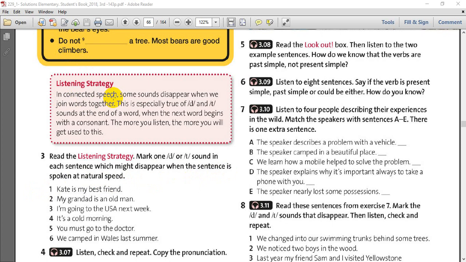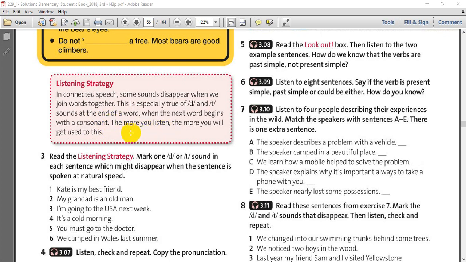In connected speech, في الكلام الموصول, some sounds, بعض الأصوات أو بعض الحروف, disappear, تختفي, when we join words together, عندما نصل الكلمات ببعضها. This is especially true of D and T sounds at the end of a word, عندما تأتي الدي والتي في نهاية الكلمة, when the next word begins with a consonant, عندما تبدأ الكلمة التي تليها بحرف صامت.